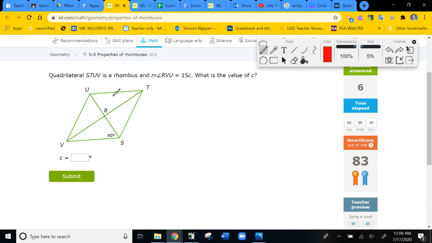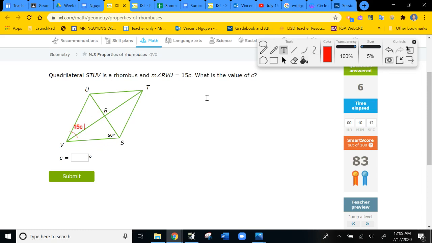This is a rhombus. Thank you for telling us that. And that's the thing. They either have to tell you it's a rhombus or they have to do some markings for you. So they're telling you this angle right here is 15C, right? This angle is 15C.